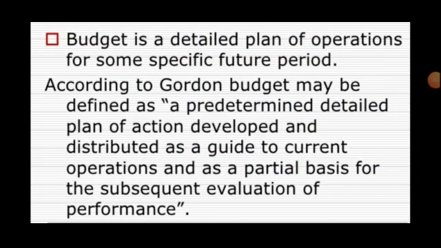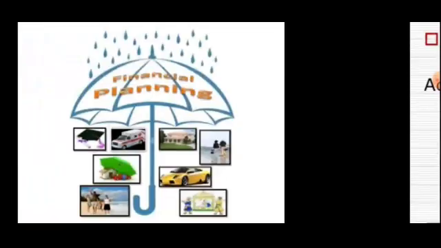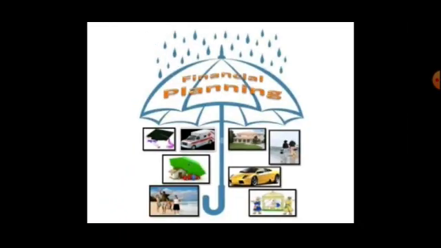To overcome that problem, the next important method is budgeting. It is a detailed plan of operation for some specific future period. It is related to the evaluation of performance as far as the money is concerned. It is planning the future expenses in anticipation of the income. Budgeting mainly includes three components. They are financial planning, financial control, and financial management.